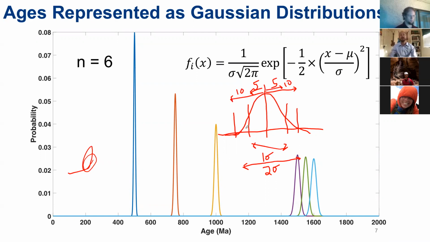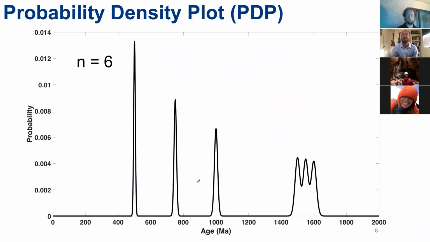And that's for a probability density plot. Basically each individual date will depend on the analytical precision that you get from the laboratory measurement. The KDE will take each of these. I'm going to move on. I'm probably going to lose all that. Oh, it stayed. Okay, cool.